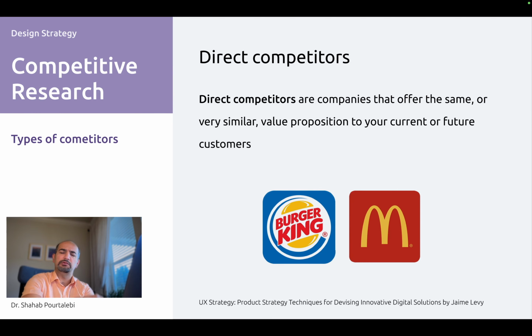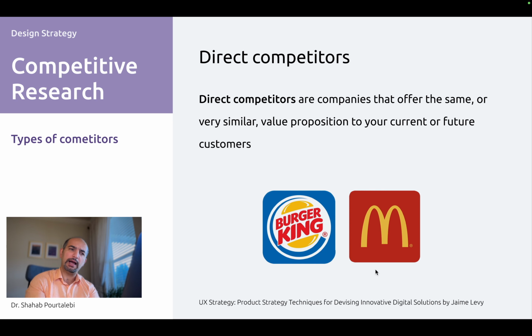Direct competitors are those companies that share more or less the same feature, the same solution, the same value proposition. That makes them direct competitors. They target the same problem. When they have the same value proposition for the same user group, like fast food, the same style as you can see here in this example, they are direct competitors.